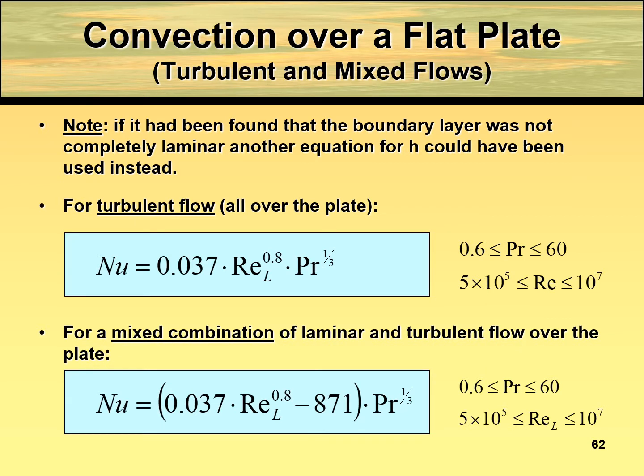So I go straight to the equation. For the flow all over the plate with the turbulent flow condition, when the Prandtl number is between 0.6 and 60, and the Reynolds number is between 5 times 10 to the power of 5 and 10 to the power of 7, the turbulent flow Nusselt number equation for this condition is given by this equation. Alright.